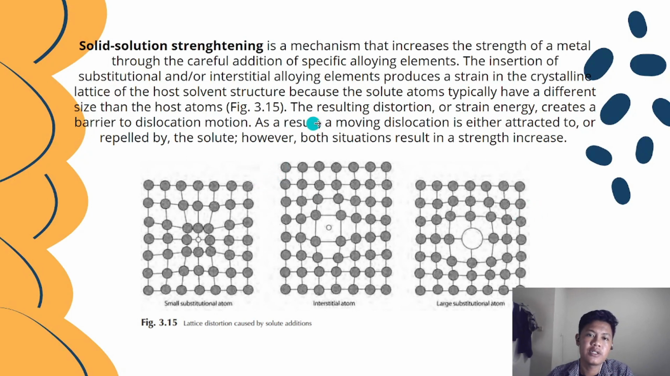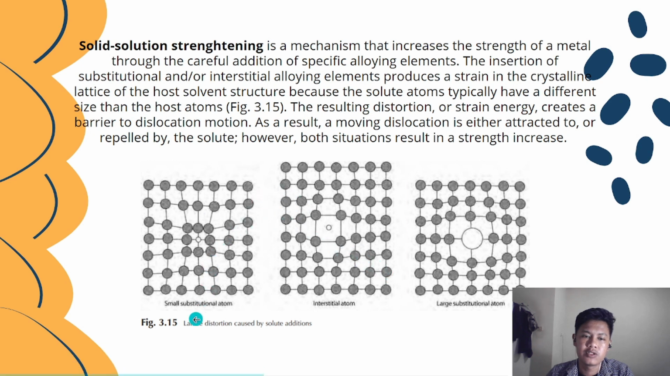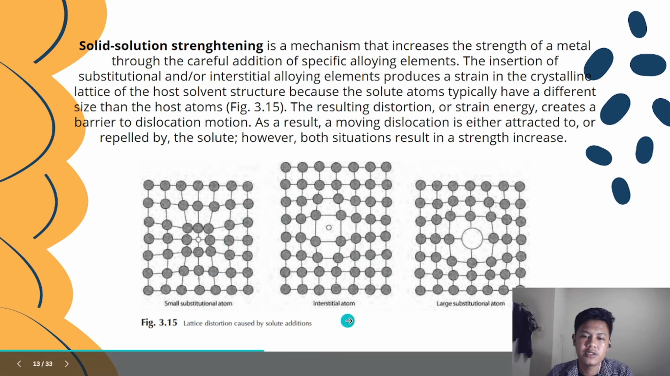Solid solution strengthening is a mechanism that increases the strength of a metal through the careful addition of specific alloying elements. The insertion of substitutional and/or interstitial alloying elements produces a strain in the crystalline lattice of the host solvent structure because the solute atoms typically have a different size than the host atoms. You can see in this picture a small substitutional atom, an interstitial atom, and a large substitutional atom.